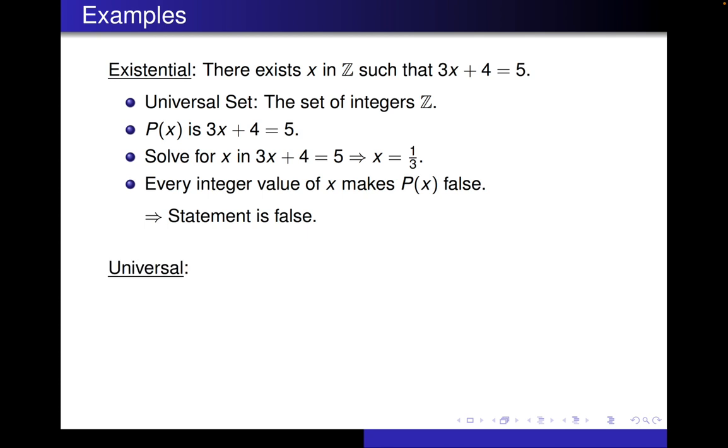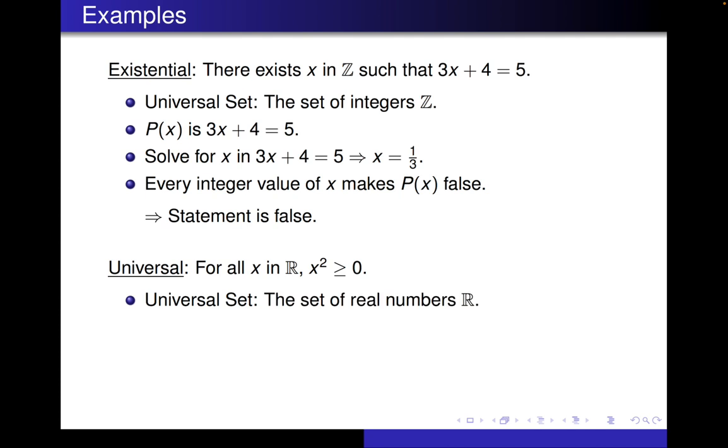Now, for a universal one, if we look at for all x in the real numbers, x squared is greater than or equal to 0. Again, let's look at what our universal set is. In this case, we're talking about real numbers. So x is a real number, so the set of real numbers is our universal set. Our p of x is x squared is greater than or equal to 0.